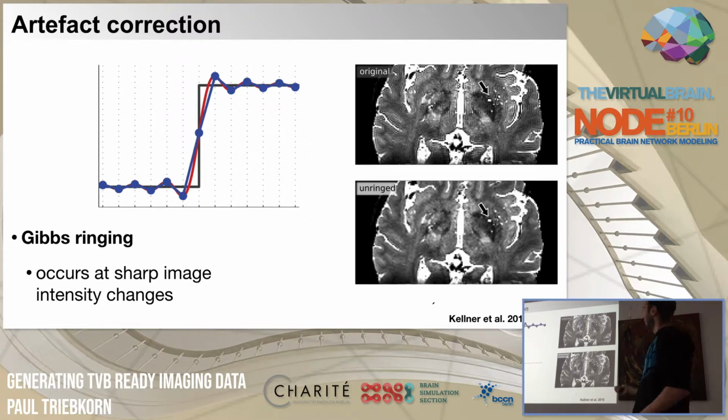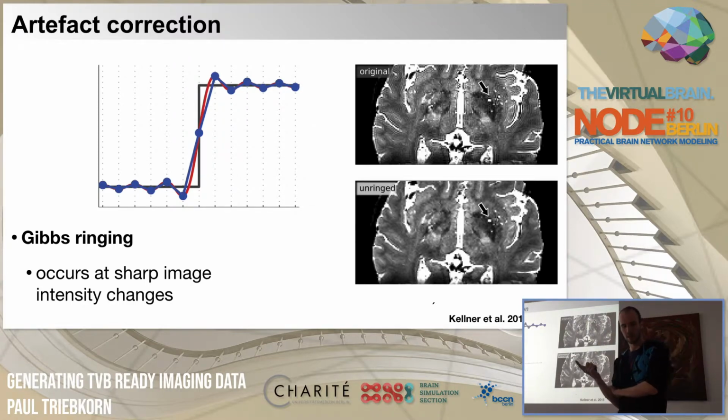Here, however, we have to deal with a bunch of other artifacts as well. One is called Gibbs ringing artifacts. This occurs at sharp intensity transitions between the different tissue types. This is basically an effect of the lower resolution in K-space in the image.